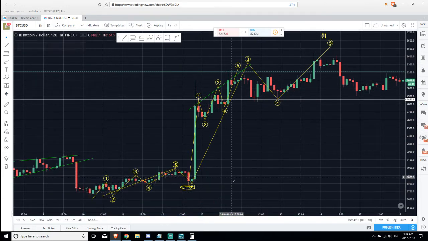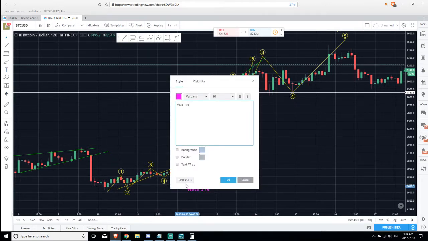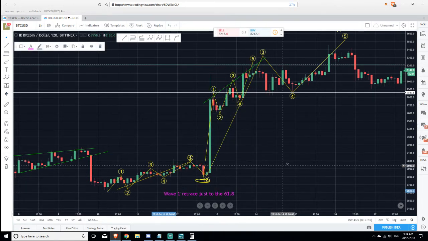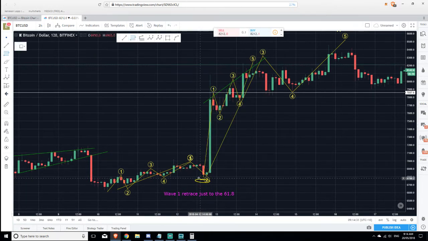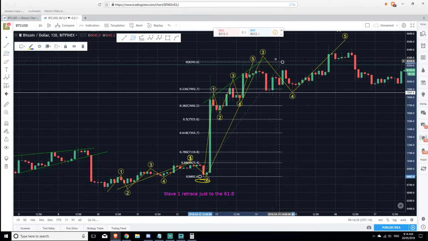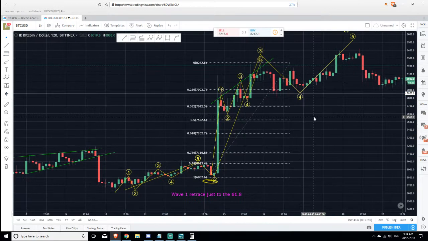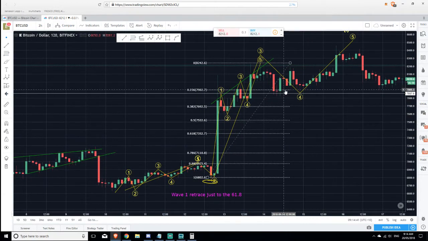I'm going to delete the first one. I'm just going to make a note here. Wave 1 retraced just to the 61.8. Taking the bottom of wave 2 all the way up to wave 3, so this is wave 3. We retraced quite bullishly actually, only to the 0.236.